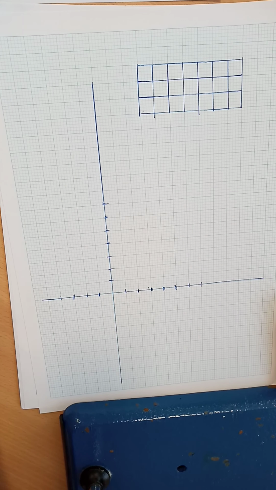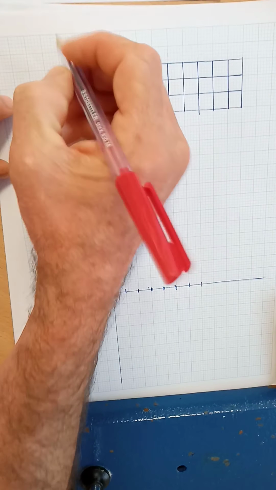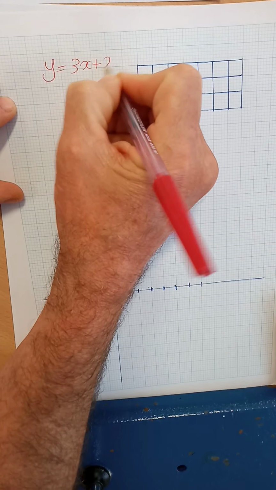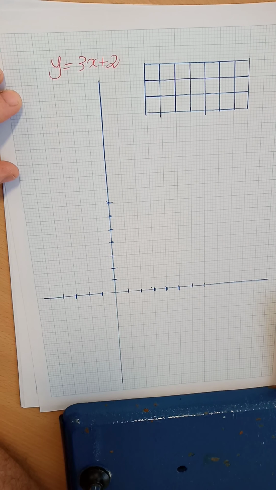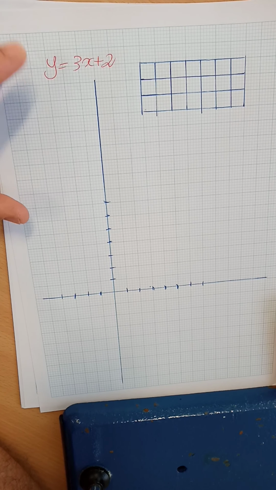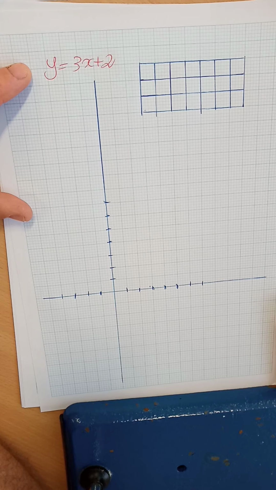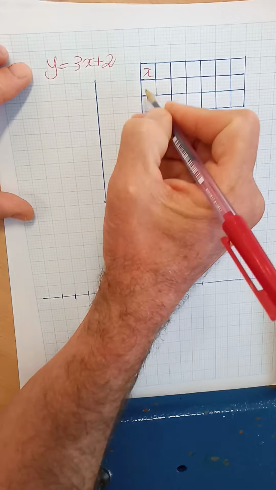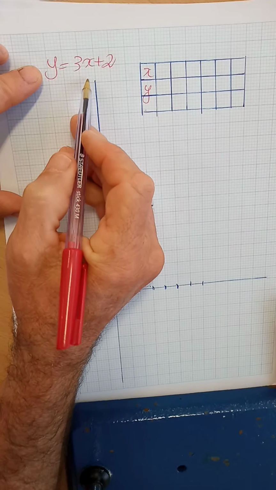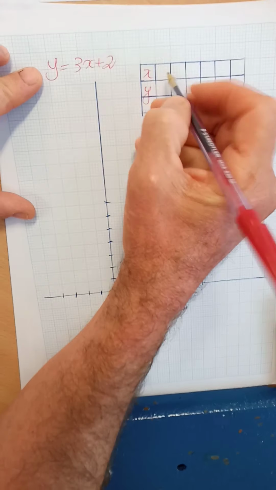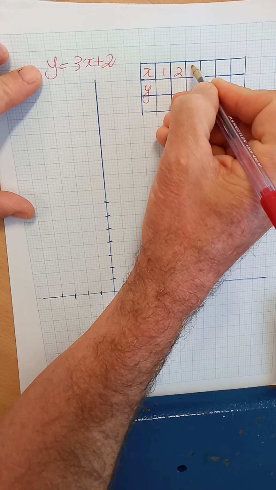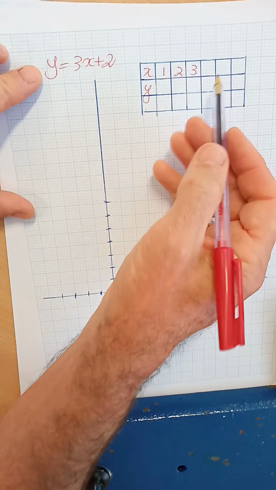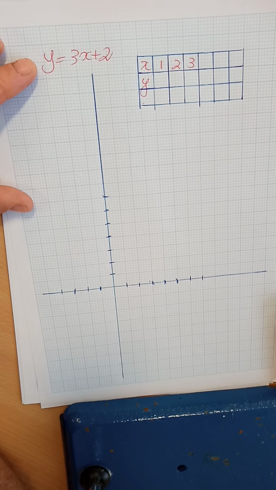Let's take an example. Let's look at, for example, y equals 3x plus 2. And they're asking us to graph this linear equation. So what I have to do first of all is simply just choose some values for x. And the easiest ones are 1, 2, and 3. Let x be equal to 1, 2, and 3. You only need 3 points, but you can do a few more if you want, just to check.